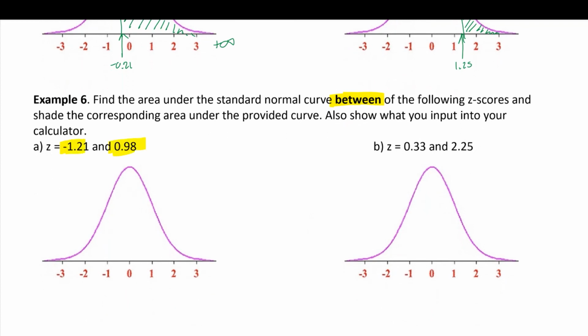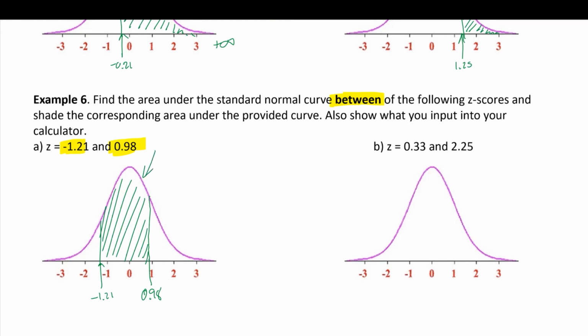Negative 1.21. Well, here's negative 1, here's negative 2. I would say negative 1.21 is around here. 0.98, that's really close to 1. So I would say somewhere around here, right? 0.98. And we're looking for the area in between these two values.